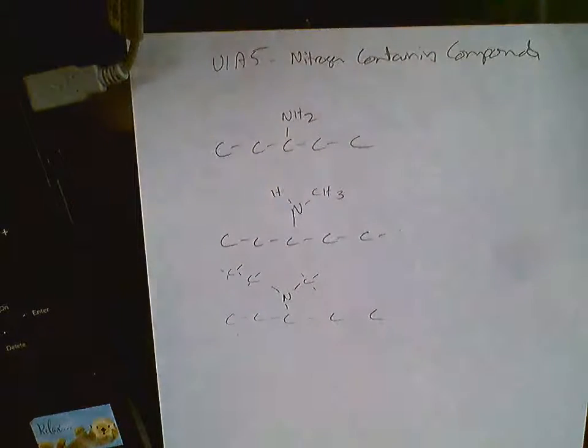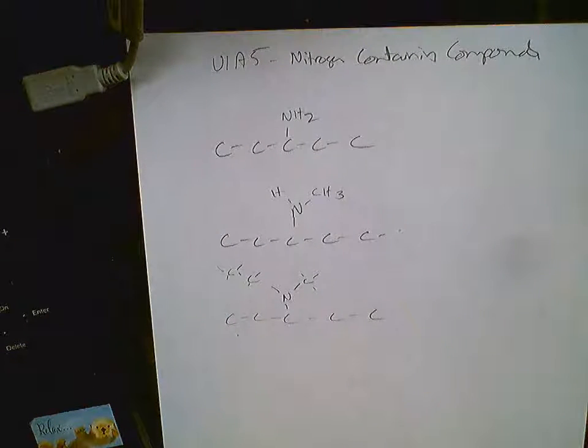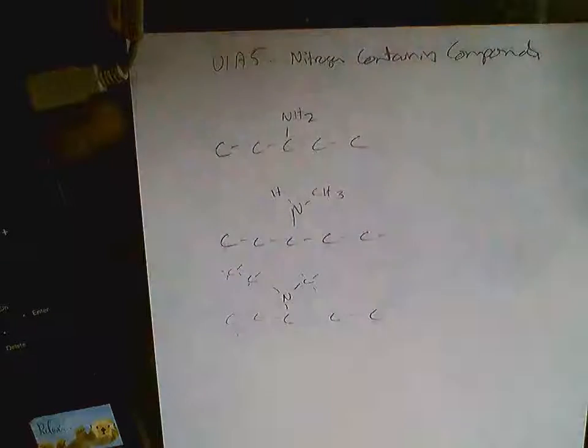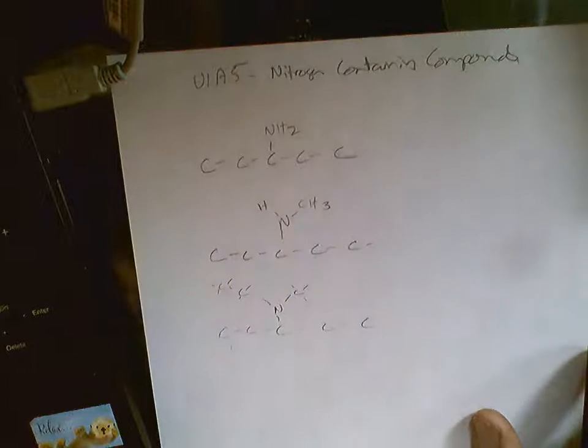Okay, we're on to Unit 1, Activity 5. What you're going to find in here is that they spend a lot of time going over uses of nitrogen-containing compounds. So they go through plastics and they go through synthetics. And what I'm going to focus on is just the naming, because the other stuff is just informational that you can pick up. So I'm just going to do 3 examples of naming.